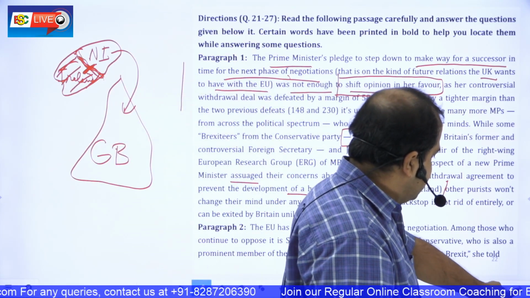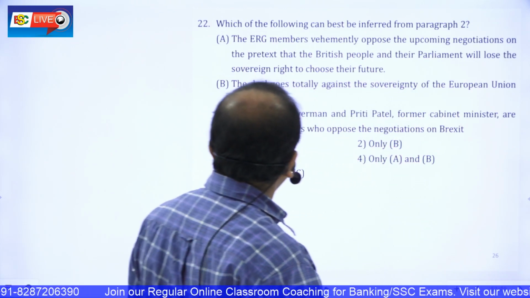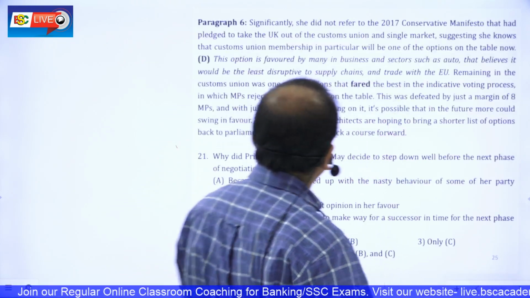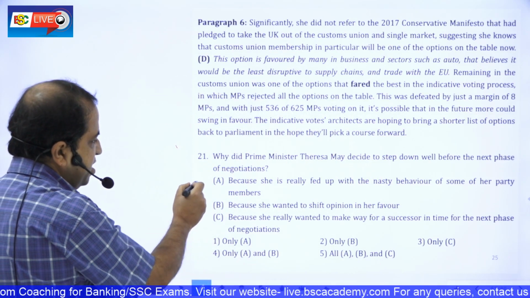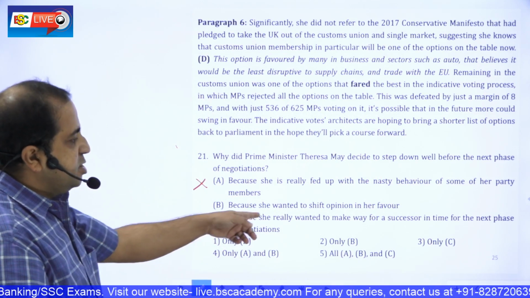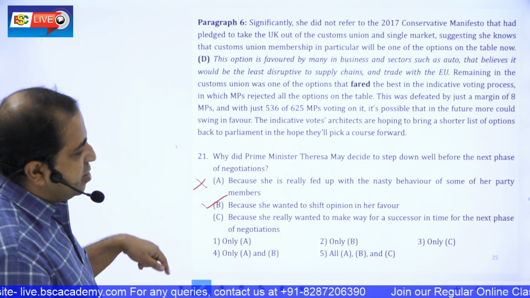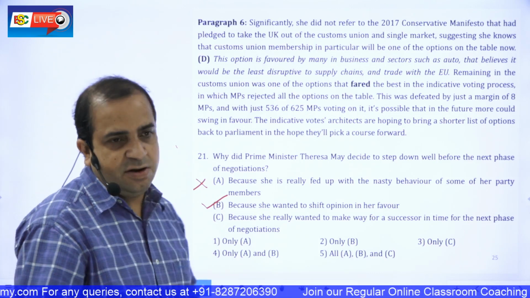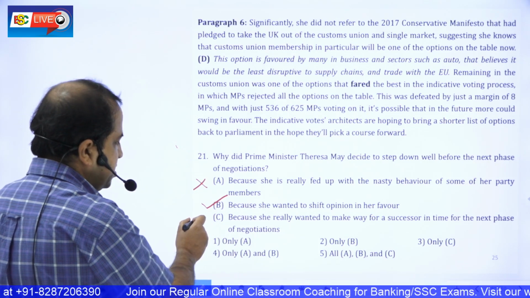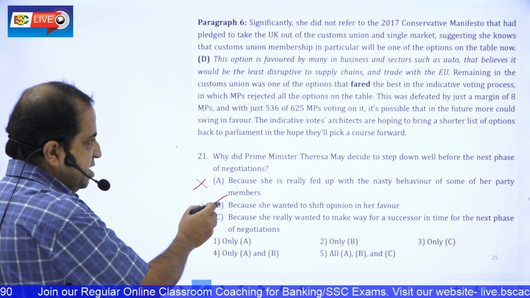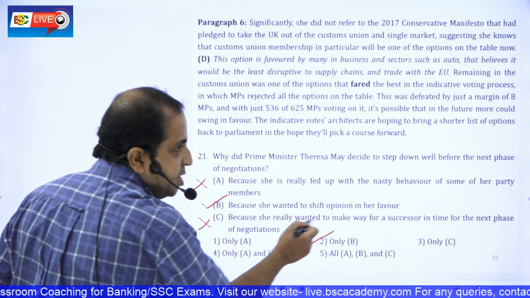So if we go back to that question, because she is really fed up with the nasty behavior? No, that is not there at all. Because she wanted to shift opinion in her favor. Yes, this is the thing. And, because she really wanted to make way for a successor in time? No, that is just the said reason, but as the author thinks, the real reason is here, B. So the answer will be only B.